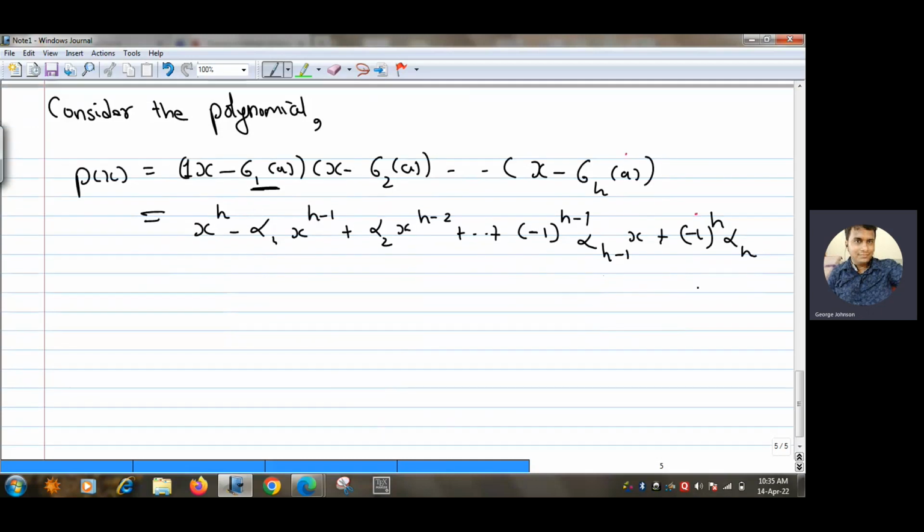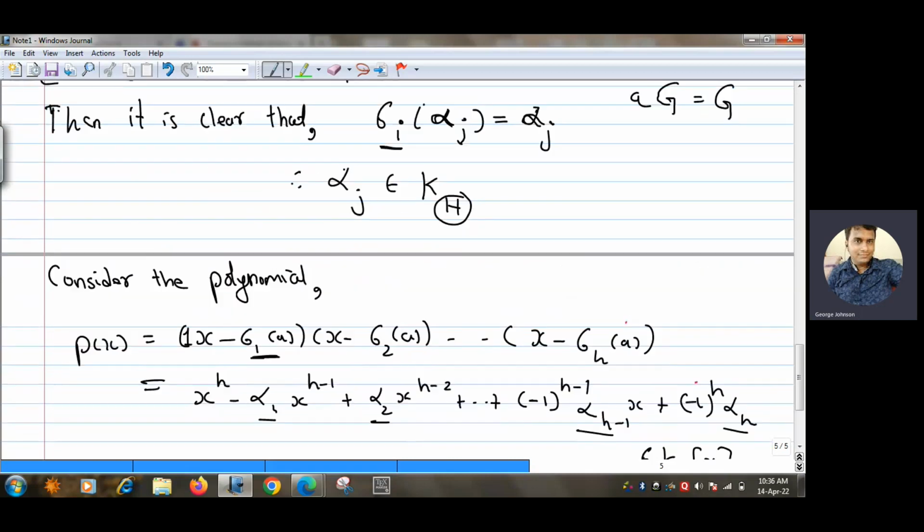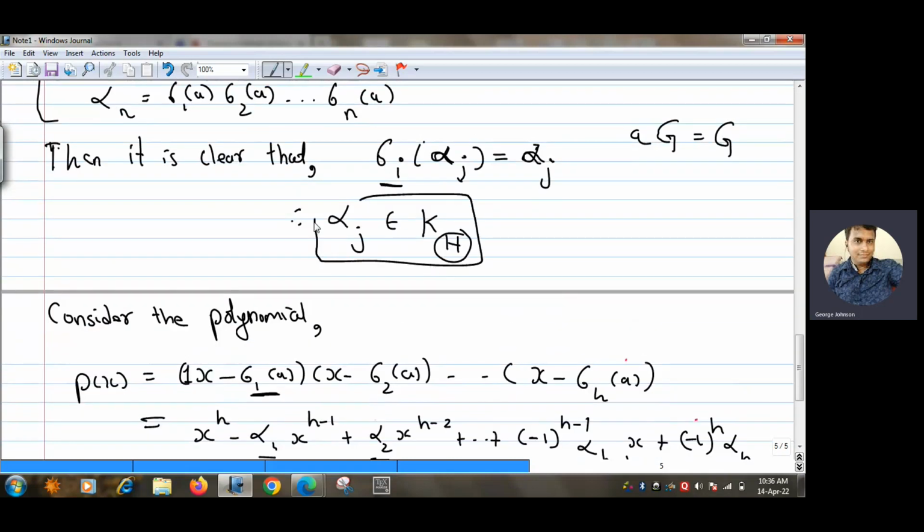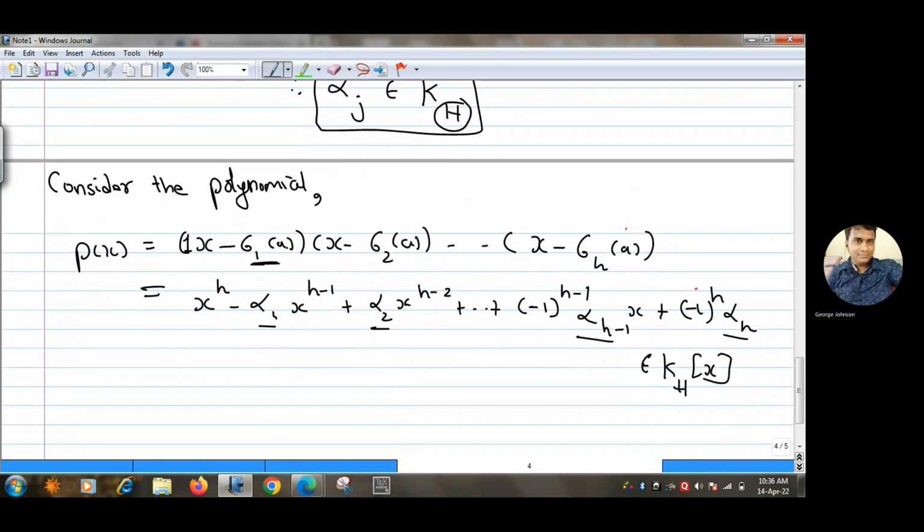So now you can see that this is a polynomial in KH[x]. Why? Because now it is easier to see that the coefficients are alpha 1, alpha 2, and alpha h, right? All the alpha j's are the coefficients, and we have already proved that the alpha j's belong to KH. So now you can say that this polynomial belongs to KH[x].